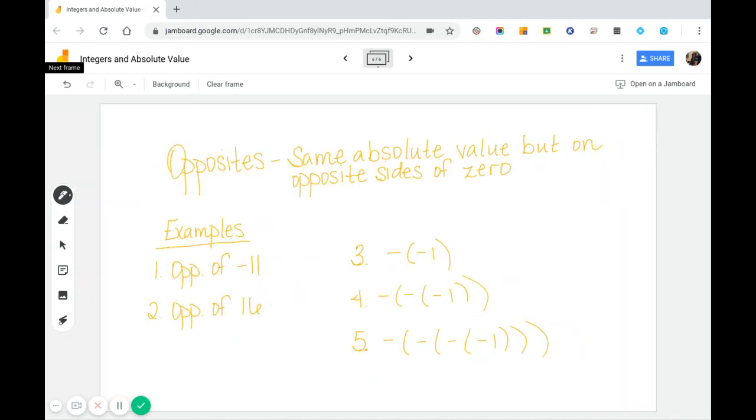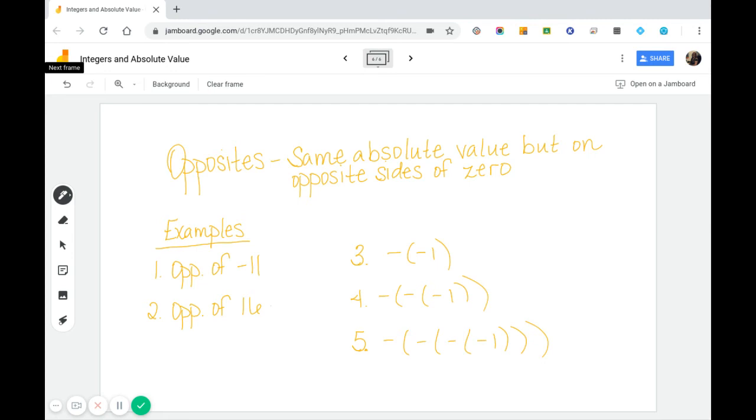The last thing I want to talk to you about today is opposites. I kind of alluded to this on the page before when I was talking about the negative sign outside the absolute value bars. It means change the sign or opposite of. That's what we'll be doing here. Opposite means change the sign. Two opposite numbers have the same absolute value, but one's going to be on the left of 0 and one's going to be on the right of 0.